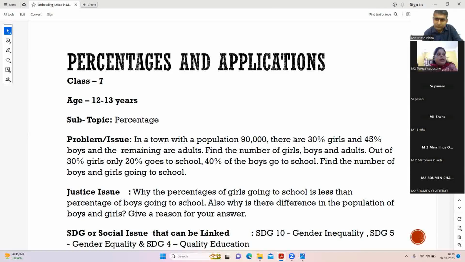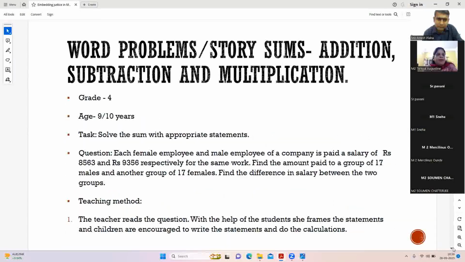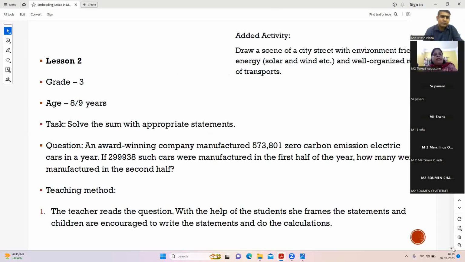I'll go over to another lesson for class three, again for the primary. An award-winning company manufactured 573,801 zero carbon emission electric cars in a year. If 2,991,938 such cars were manufactured in the first half of the year, how many were manufactured in the second half? A simple subtraction word problem.